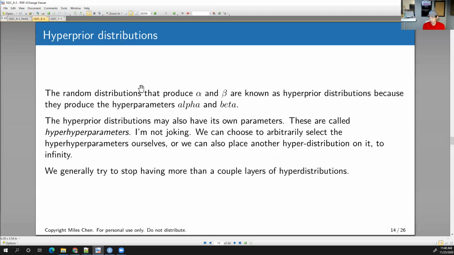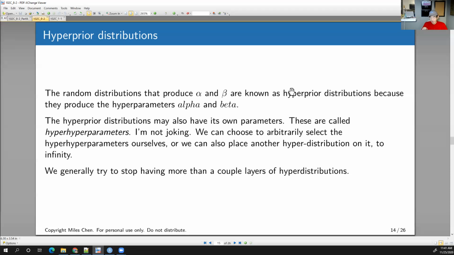All right, and I'm totally serious here. The prior distribution for the hyperparameters alpha and beta is known as the hyperprior. Okay, it's known as the hyperprior. The hyperprior is the distribution that will produce alpha and beta, which are the hyperparameters that determine the shape of the prior distribution of theta. And again, theta is going to be the batting average, which is then used to determine whether somebody gets hits or outs.